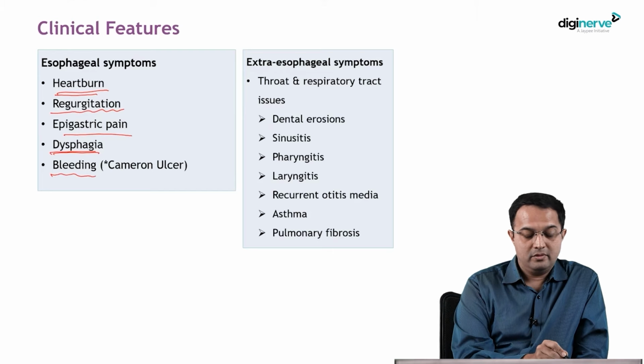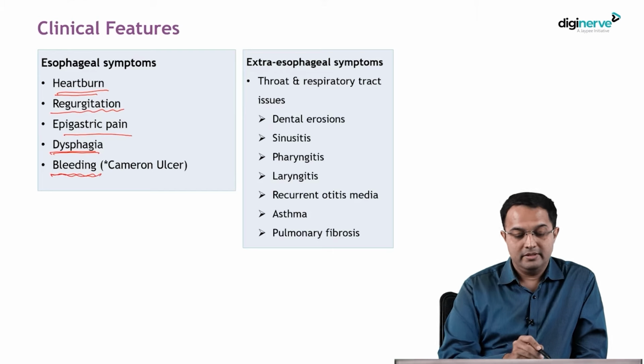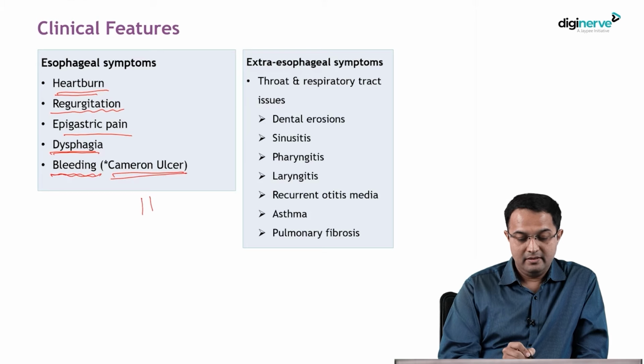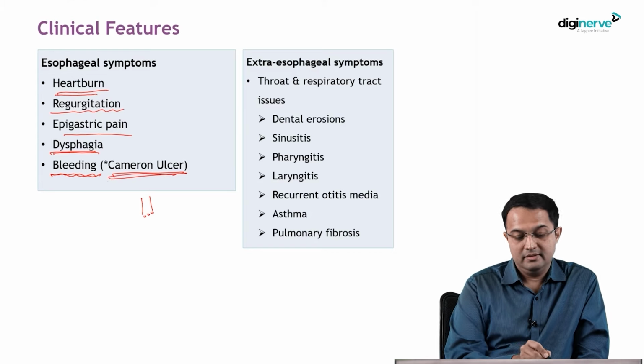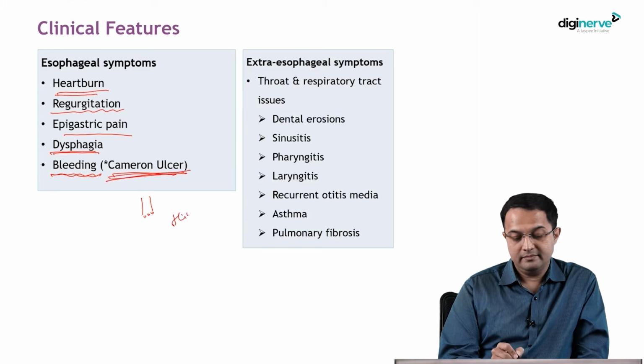And bleeding also is common. There is something called Cameron ulcers, the ulcers which happen at the junction of esophagus and stomach in these patients. There may be single or multiple, and it can present as hematemesis. You need to know that, associated with hiatal hernia.